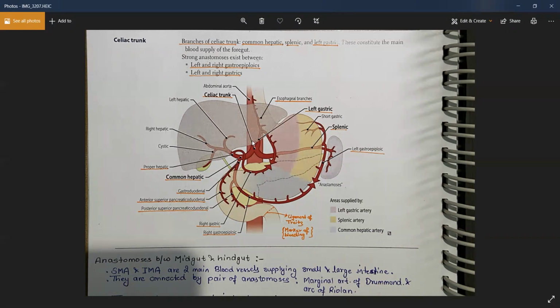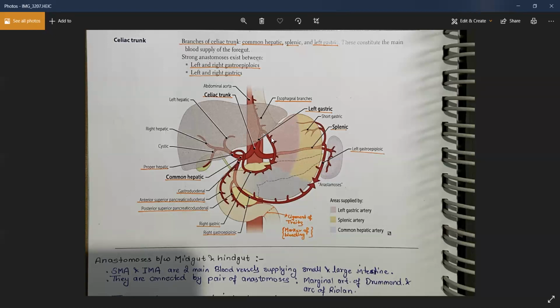So you have the celiac trunk, and the celiac trunk will give off three branches. One is the left gastric branch, the major one. Second is the splenic branch, and third is the common hepatic branch. This is the common hepatic, this is the left gastric, and this is the splenic branch. The left gastric artery also gives some short esophageal branches, and also supplies this part of the stomach.